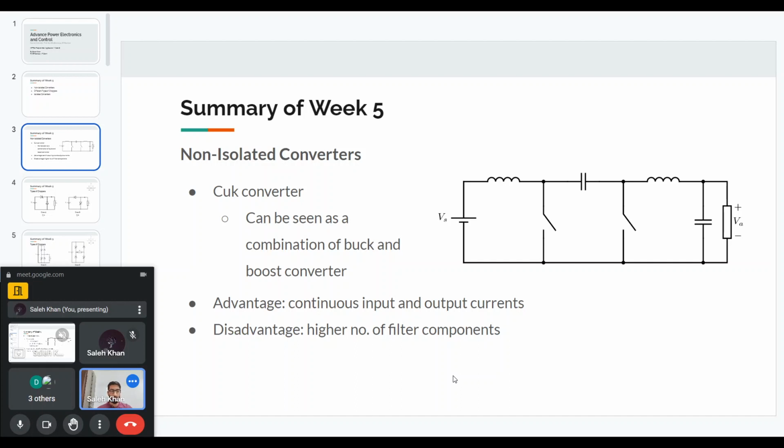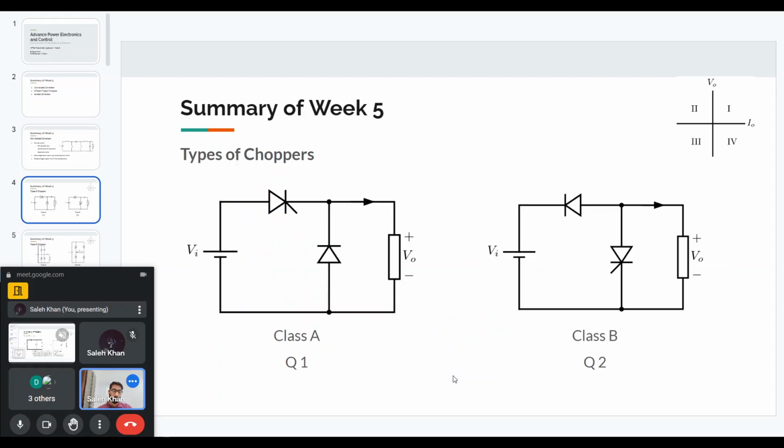So this was about non-isolated converters. The other non-isolated converters we have studied, and in the problem solving, we will see some more examples of the questions that can be asked. So now we can come to choppers.